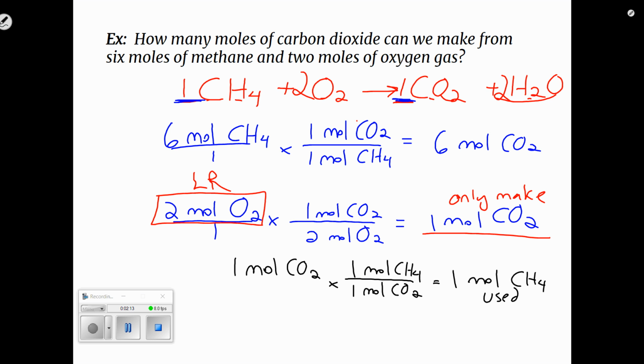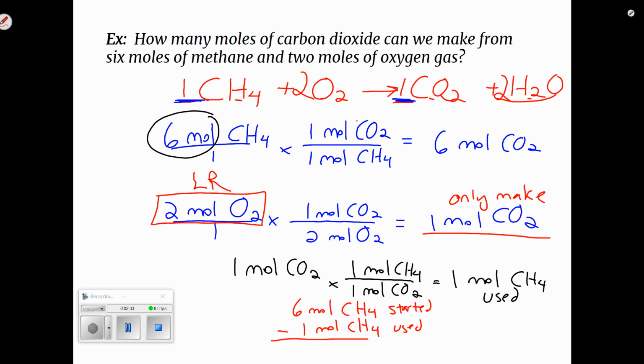And so if I only used 1 mole of CH4 and I started with 6, I can say I've got 6 moles of CH4 that I started with, minus the 1 mole of CH4 that I used, and I'll have 5 moles left over. And that's how I figure out what my limiting reactant is in terms of moles, how much of a product I can make in terms of moles, and my excess reagent in terms of moles.